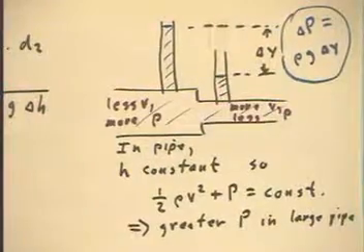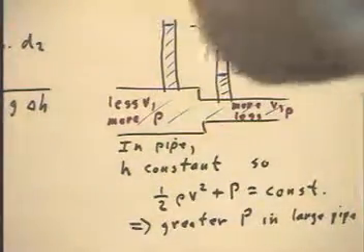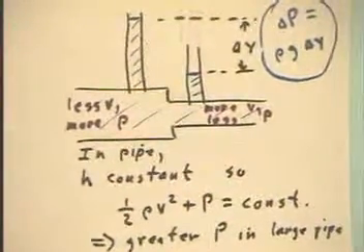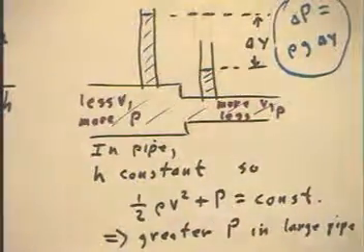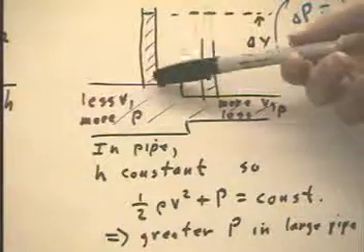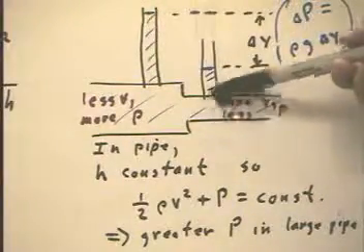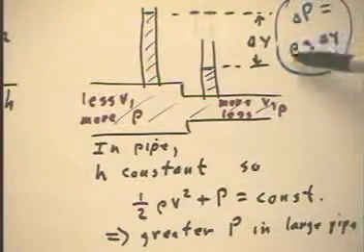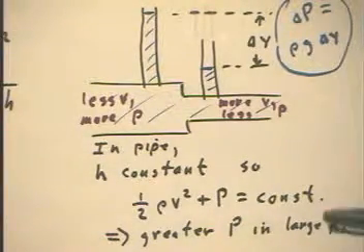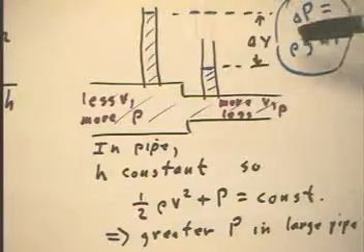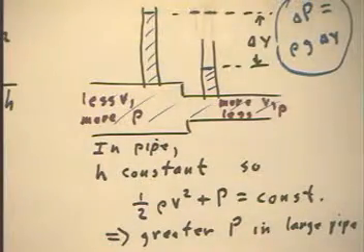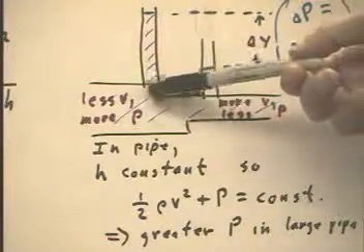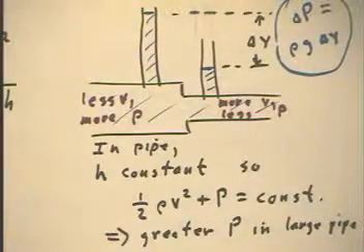Now let's think about what's going on with these small, hopefully vertical tubes. Okay? We see that there's more water in this tube than there is in this tube. There's a difference delta Y, which implies a pressure difference rho g delta Y. Okay? Now, this tells us that the pressure at this point in this fluid is less than the pressure at this point in this fluid.